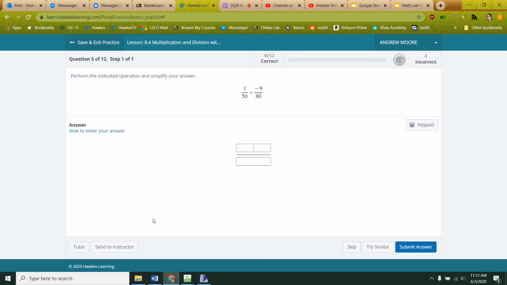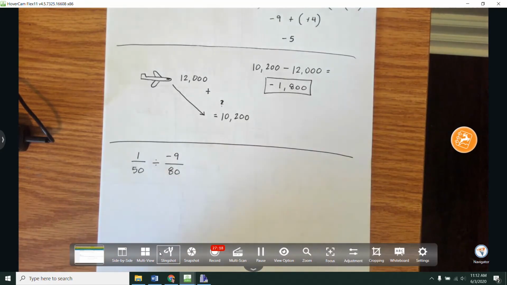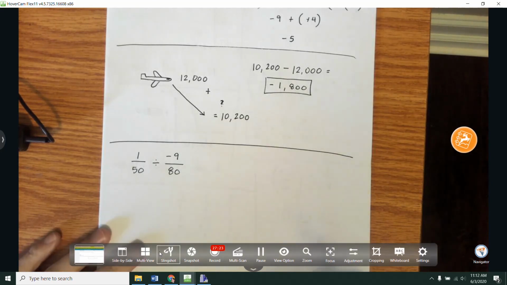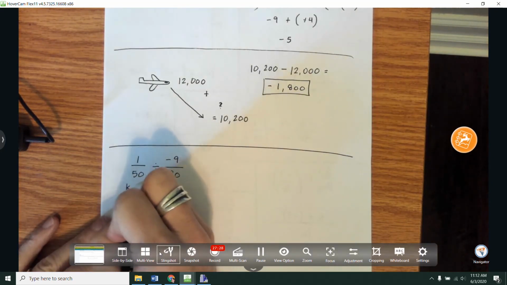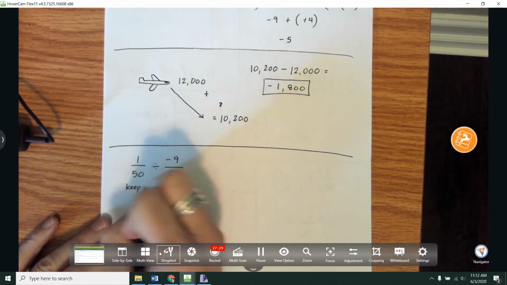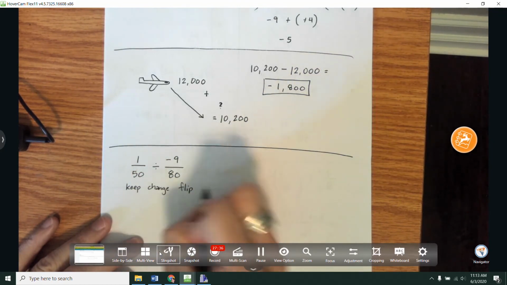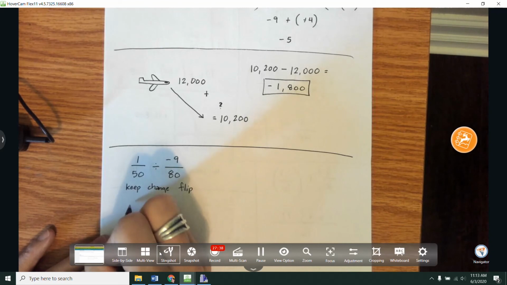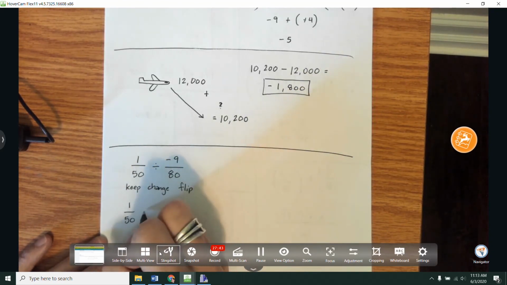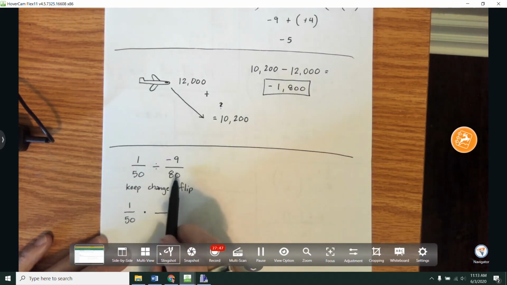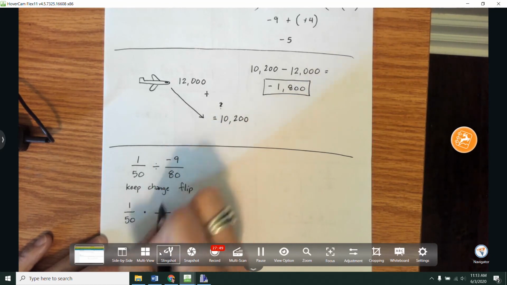So let's do some division with fractions. We're going to take 1/50th and divide it by negative 9 over 80. One thing a lot of schools teach you when you're young is keep, change, flip. What that means is we're going to keep this fraction the same. We're going to take this sign and change it to multiplication, and we're going to flip this fraction. We're going to leave our negative up on top. We'll call it negative 80 over 9.